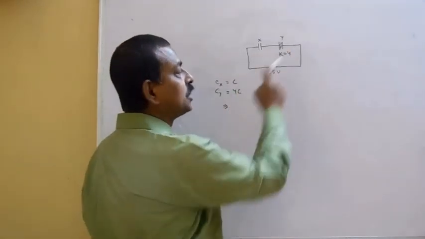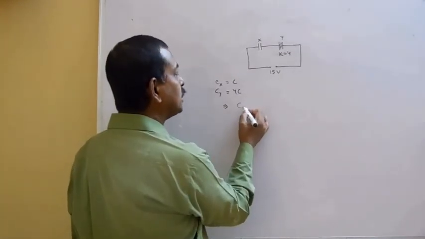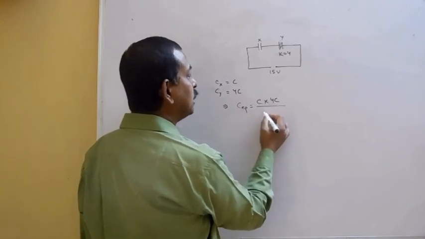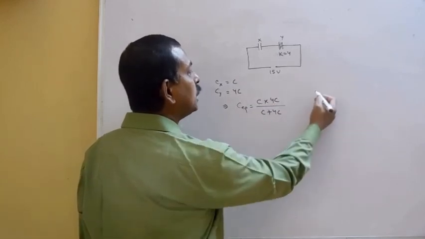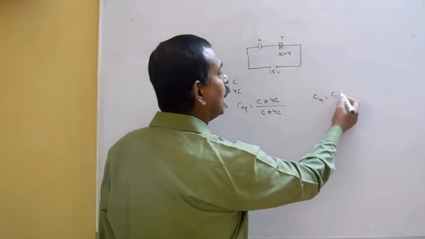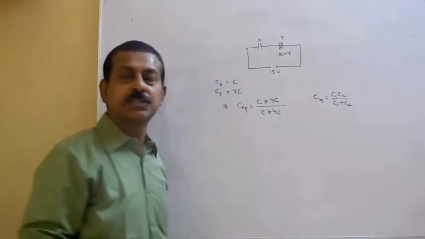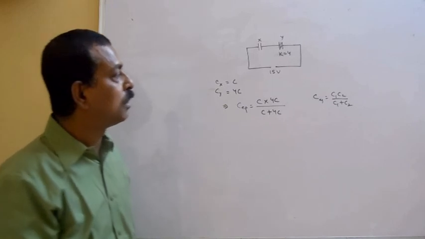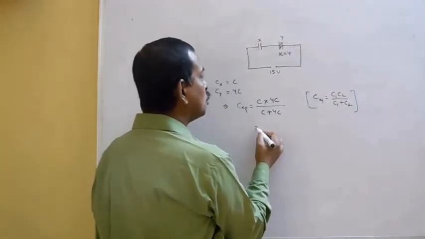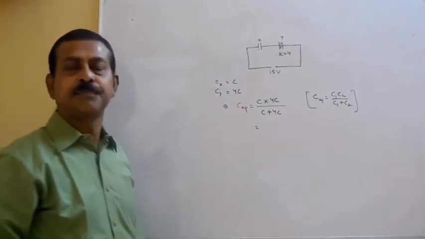As they are connected in series, in this case the equivalent capacitance will be C into 4C divided by C plus 4C. We are using the formula for series combination: if two capacitors C1, C2 are connected in series, then the equivalent is given by C1 C2 divided by C1 plus C2.